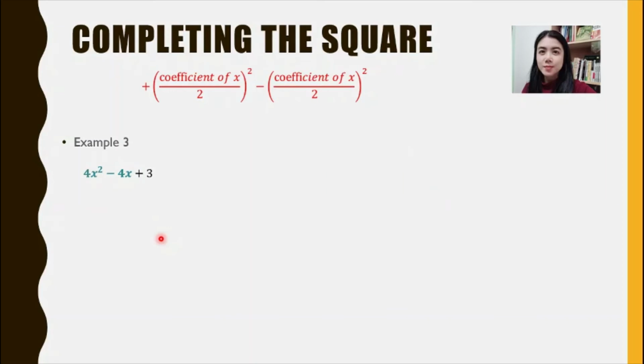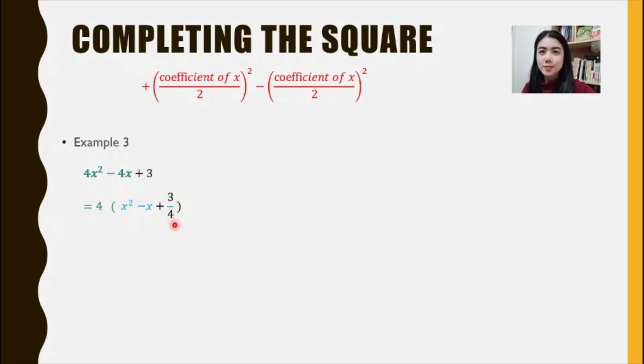Now let's go to example 3. Before you do the completing the square, try to factor out the 4 in front of the x squared. So we factor out the 4 from the x squared, so you have x squared only, and then you factor out the 4 from here, so we have minus x, and factor out 4 from here, so you have 3 over 4. So we have this new equation, this new quadratic.